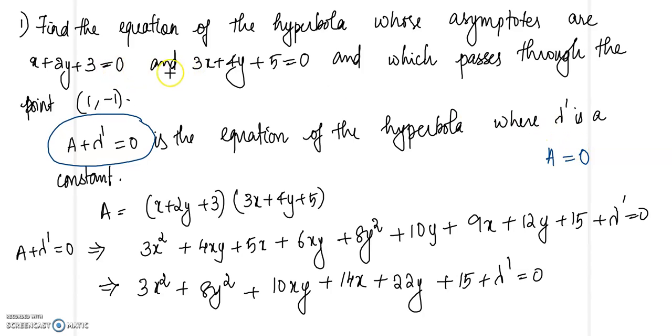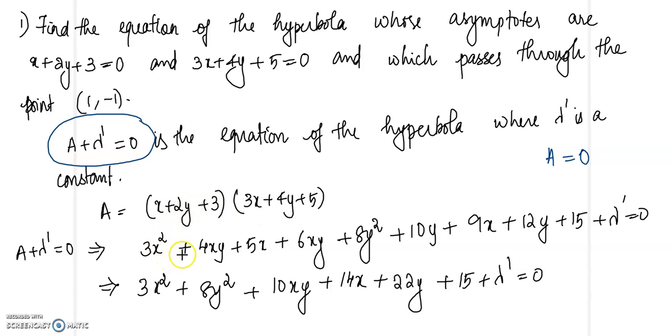So here you are given the two asymptotes. So A is the equation of the pair of asymptotes, that will be the product of these two. So A will be (x plus 2y plus 3)(3x plus 4y plus 5). So when you have A plus lambda dash equal to 0, we will get the equation in this form.